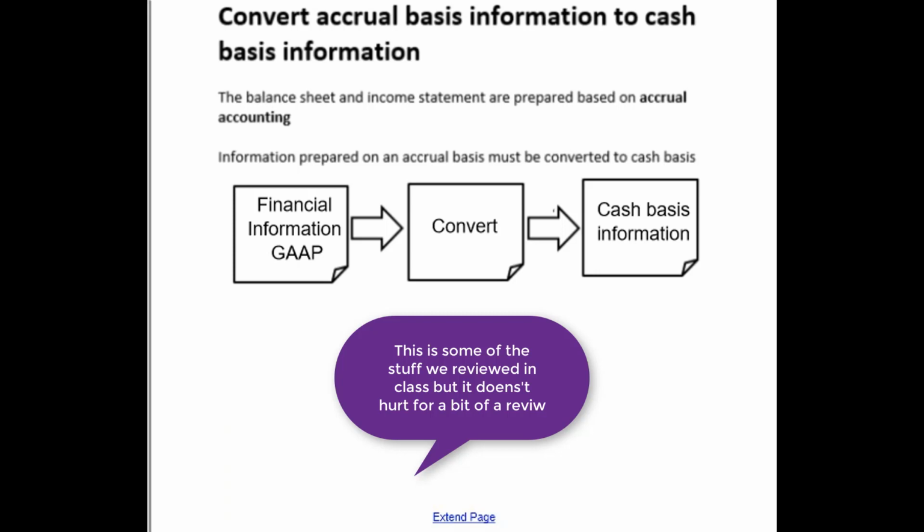In the case of cash basis accounting, we record the event when the cash transaction takes place. So we need to remember that the balance sheet and the income statement are based upon accrual basis accounting. And therefore, if the financial statements are based upon accrual basis accounting, which is GAAP, we have to be able to convert that information to cash basis information to help prepare a statement of cash flows.